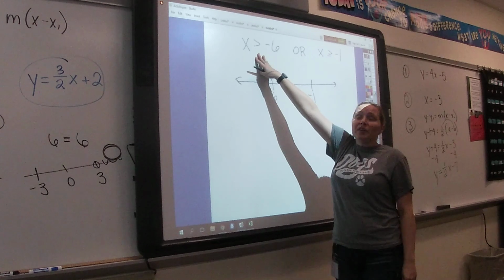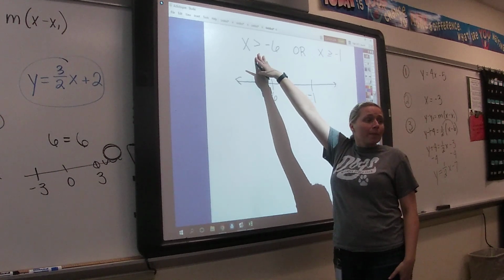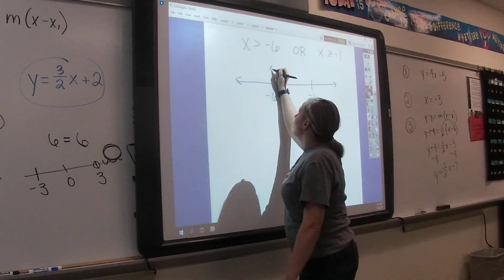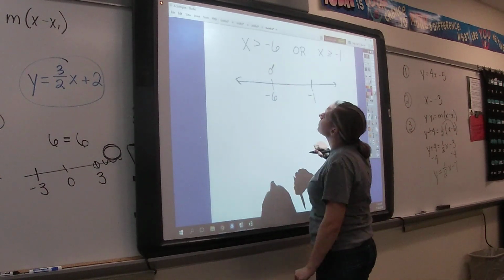Open or filled in at -6. Open. Guys in the back, we need to get it together. Some of you are going to be sitting up here by me. Are we shading to the right or to the left?